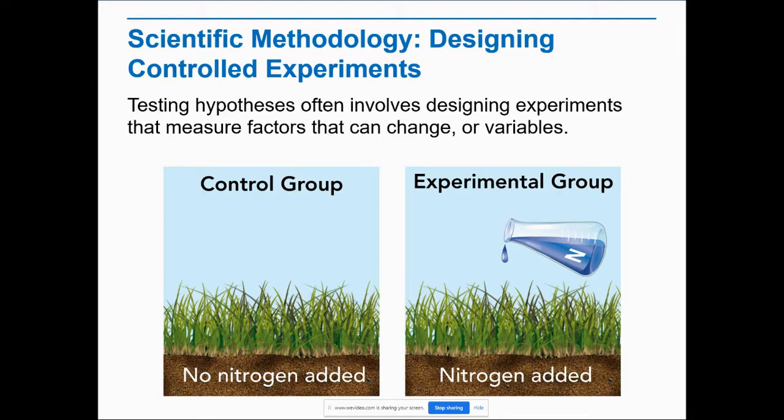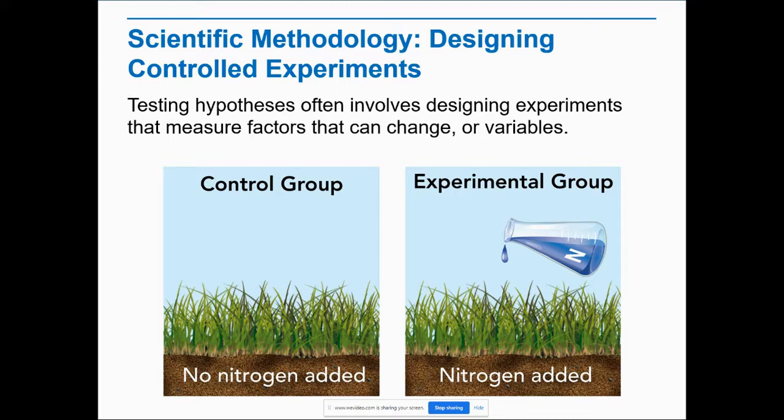So what variable is being changed in the example here? Well, it's the nitrogen that's being added. So in the control group, no nitrogen is added. So that's just what occurs naturally. And then in the experimental group, the marsh grasses that we're going to run this experiment on, the scientist adds nitrogen.